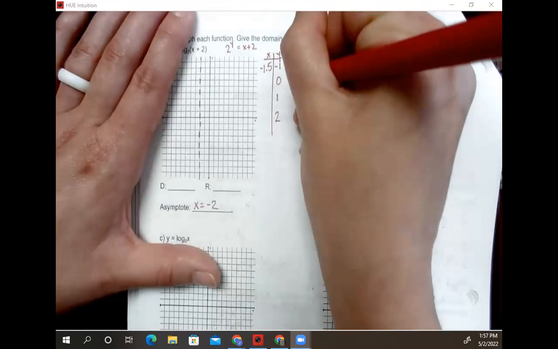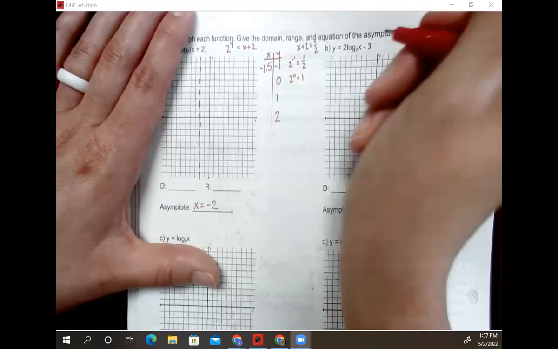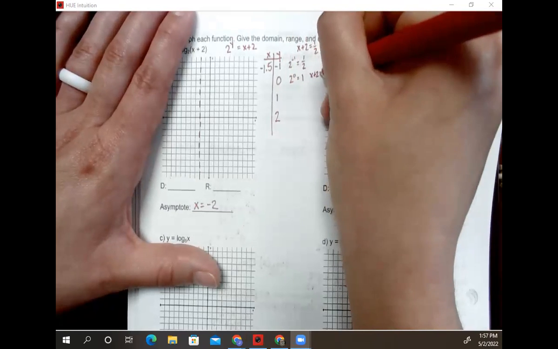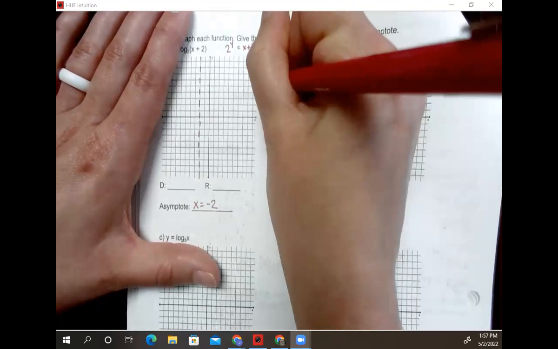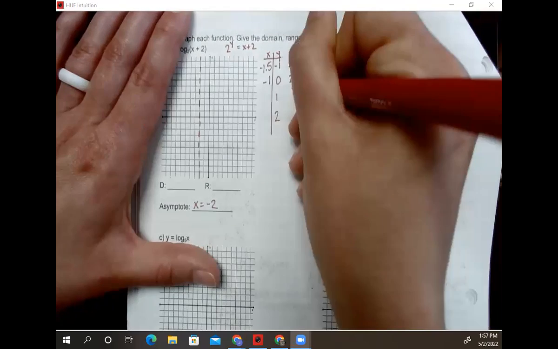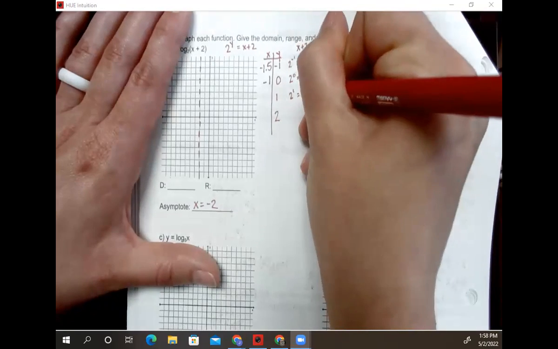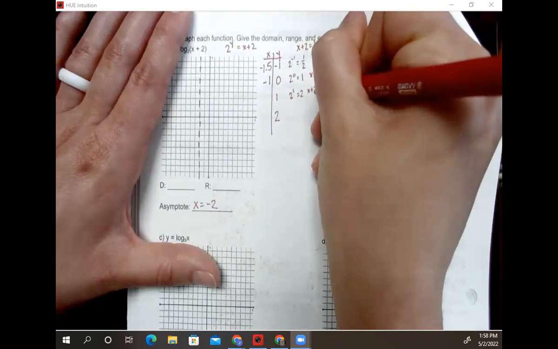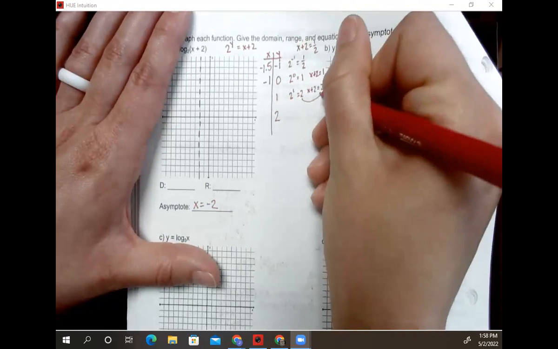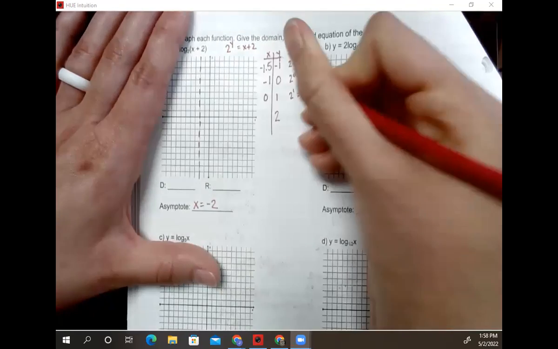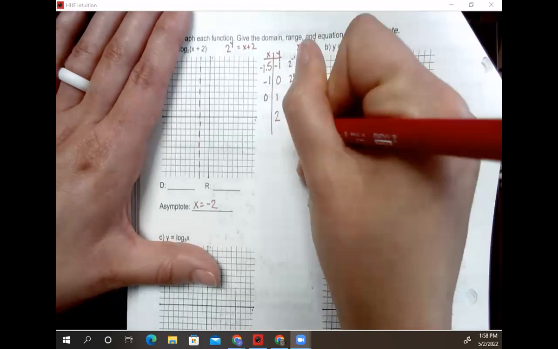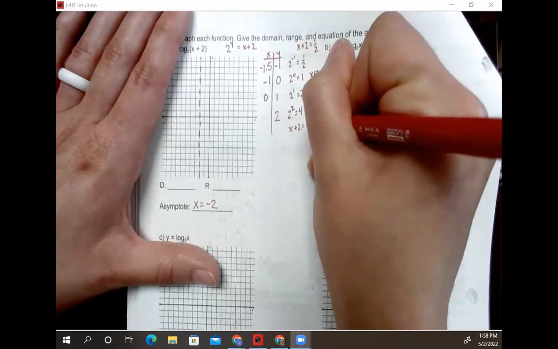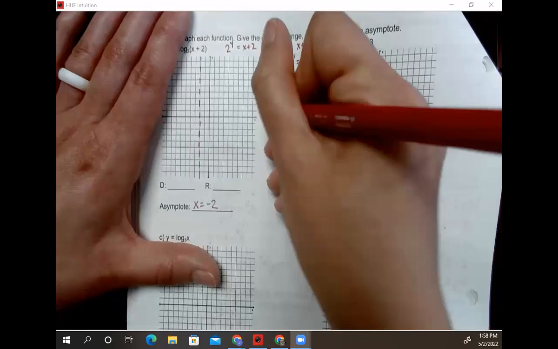If I plug in 0 for my exponent, 2 to the 0 would be 1. So x plus 2 equals 1. What did x have to be? Negative 1. 2 to the first would be 2. So x plus 2 equals 2, right? This is that 2. So what did x have to be? 0. If I plug in 2 for y, that would be 2 squared, which is 4. So x plus 2 equals 4. x had to be 2.